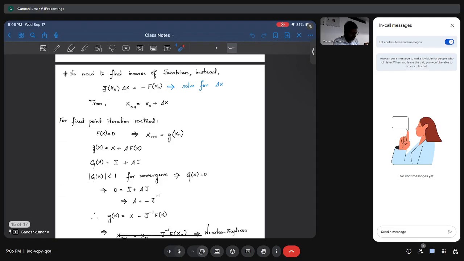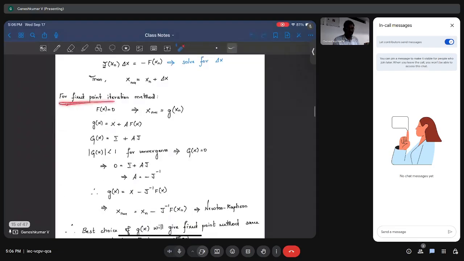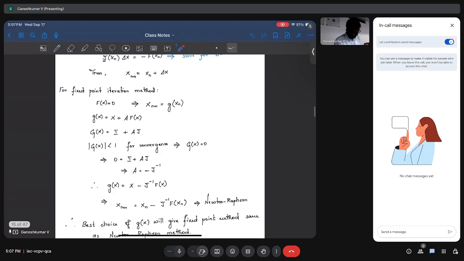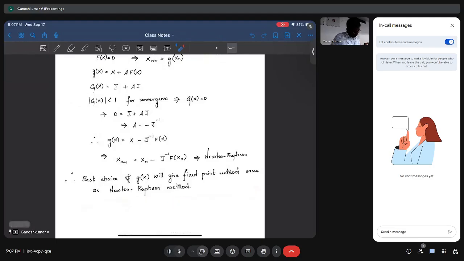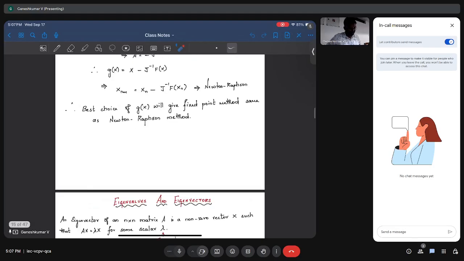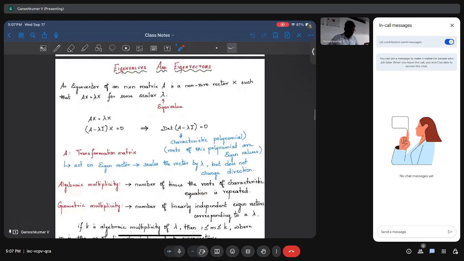That is also one method, and the same fixed point method that we studied for the single nonlinear equation can be extended to multiple nonlinear equations. Okay. So the best choice of g of x will give a fixed point method same as the Newton-Raphson method. Okay. So these are all about solving nonlinear equations.